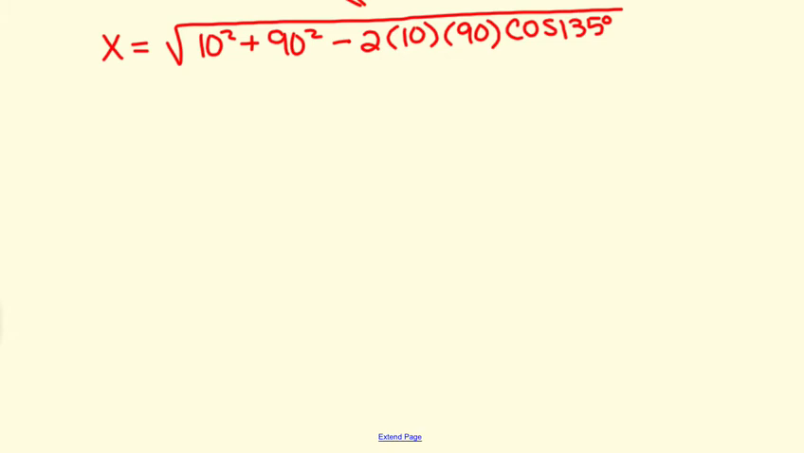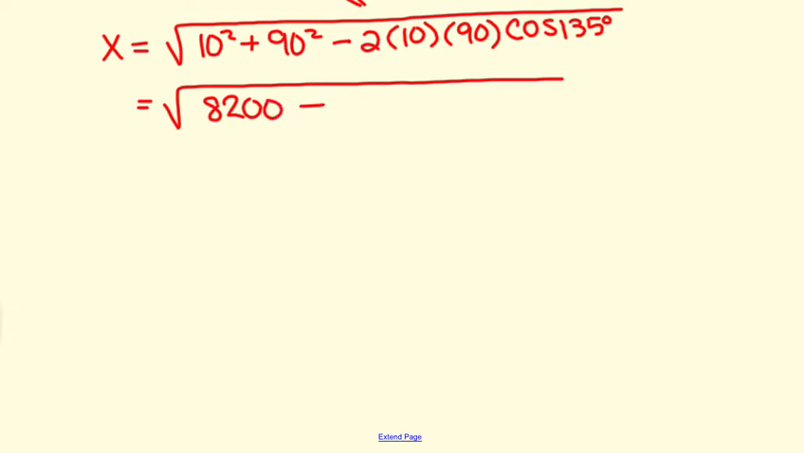All right, so now let's go ahead and simplify that. So take your time with this. Be comfortable with your calculator. So take 10 squared plus 90 squared, which is 8,200, minus 2 times 10 times 90, which is 1,800, times the cosine of 135 degrees. Be careful when you plug this in your calculator: 8,200 minus 1,800 times the cosine of 135 degrees.